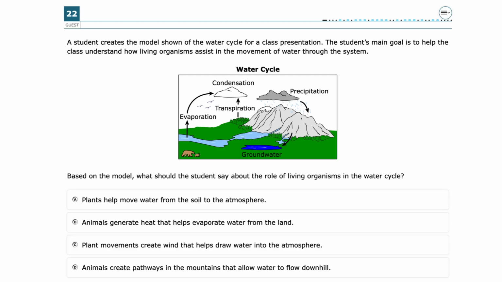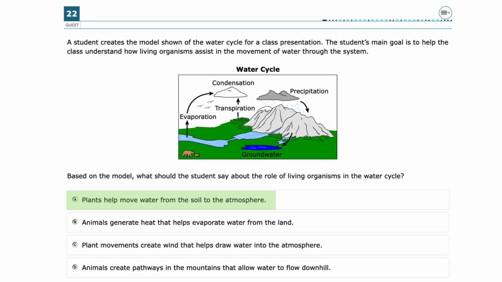This problem is asking which statement best explains how living organisms help move water in the water cycle, based on the model shown. In the diagram, there is a process labeled transpiration, which is when plants release water vapor from their leaves into the atmosphere. This means plants help move water from the soil, where their roots take it in, to the air. So the correct answer is A. Plants help move water from the soil to the atmosphere.